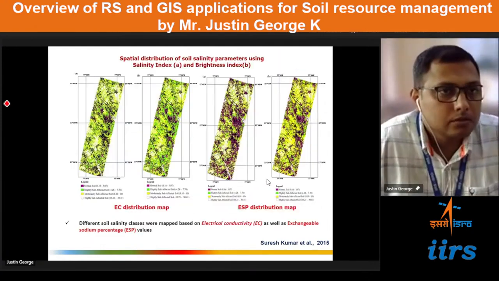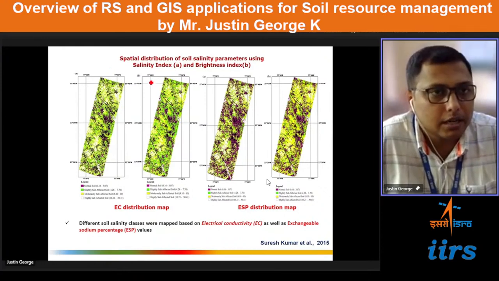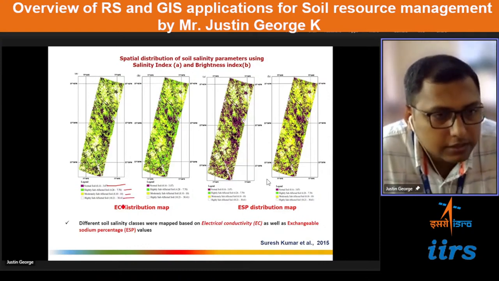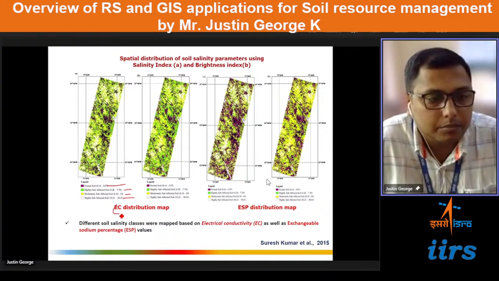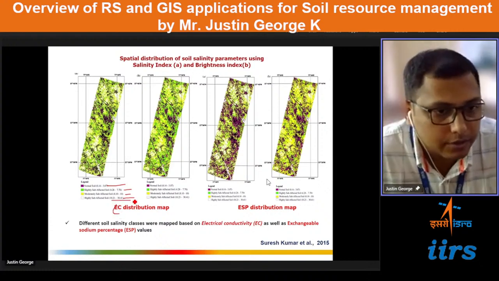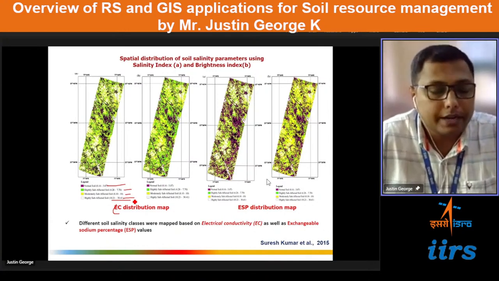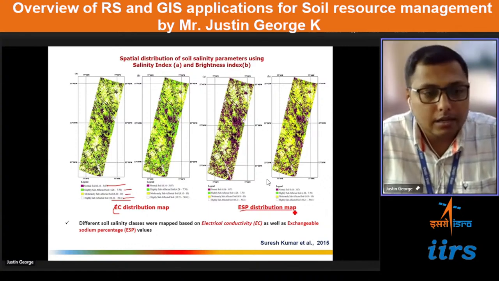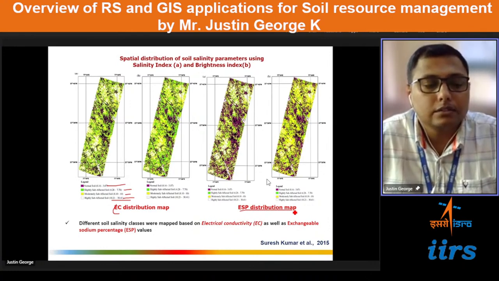So this is the spatial distribution of salinity parameters generated using the salinity index as well as the brightness index. Here you can see within the salinity itself, the normal soil, slightly salt affected, moderately salt affected, as well as the highly salt affected soil were delineated mainly based on the EC distribution. You can see the predicted values also. That means it helps not only in identification, but also in quantification, and there is the exchangeable sodium percentage map also. And finally, the different soil salinity classes were mapped based on the values of electrical conductivity as well as the exchangeable sodium percentage.